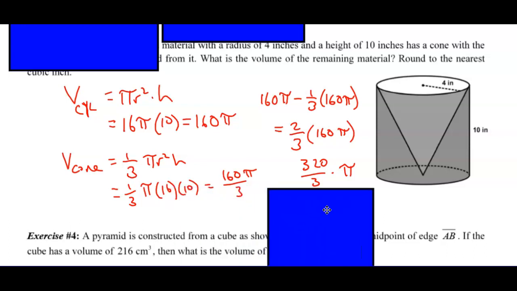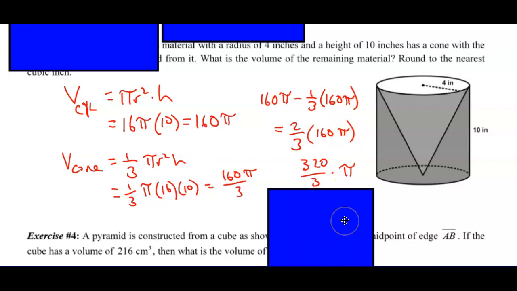Then to go to the nearest cubic inch, which I didn't do here, you would put that on the calculator and get that answer. But I want you to keep pi as long as you can, because the earlier you round the pi, the more rounding is incorporated and the less precise your answer is.